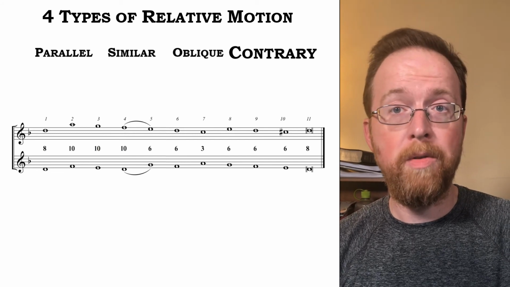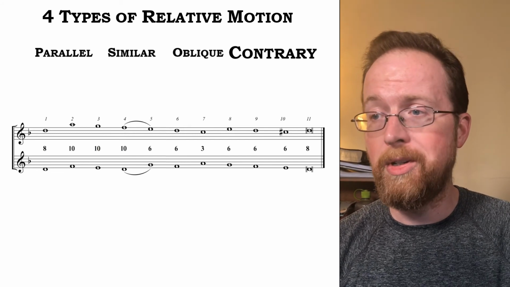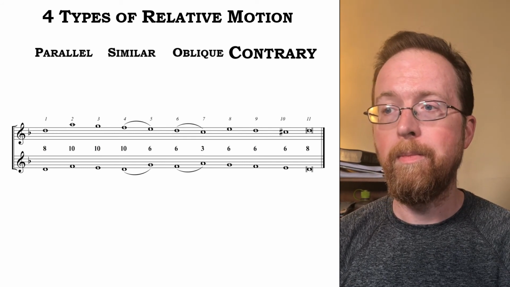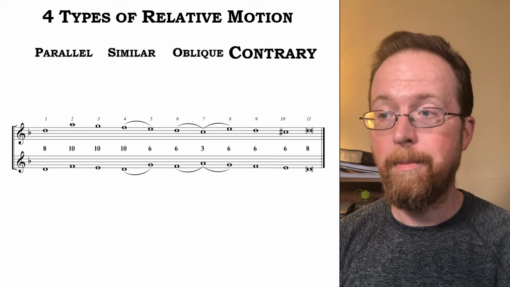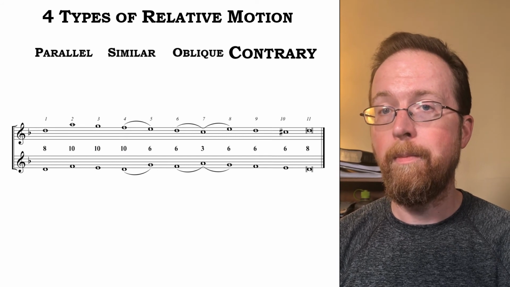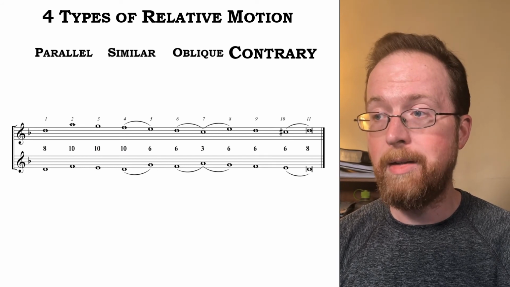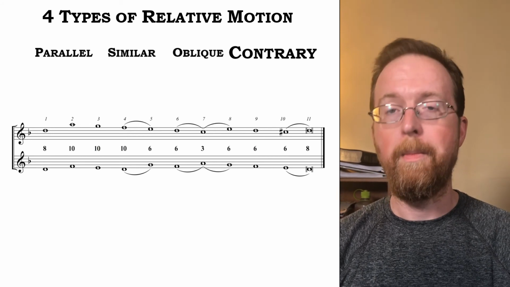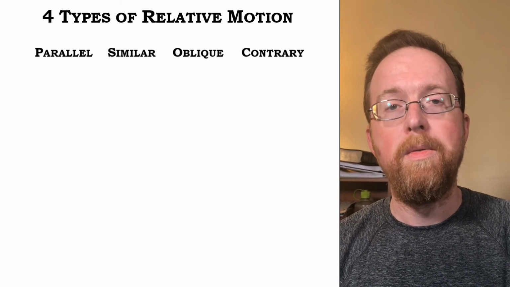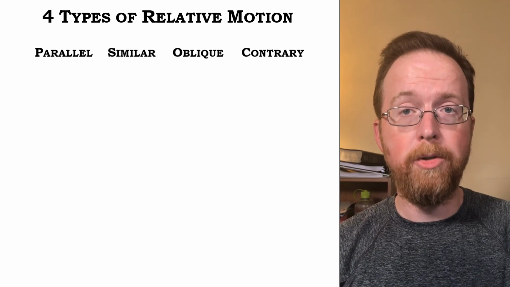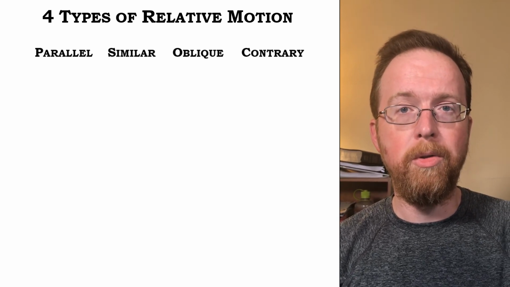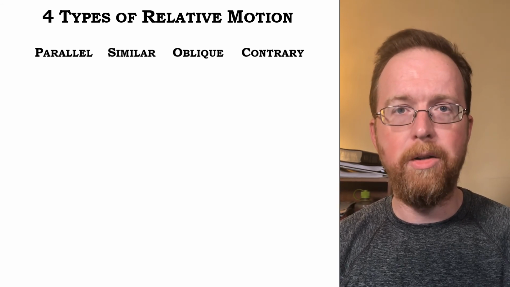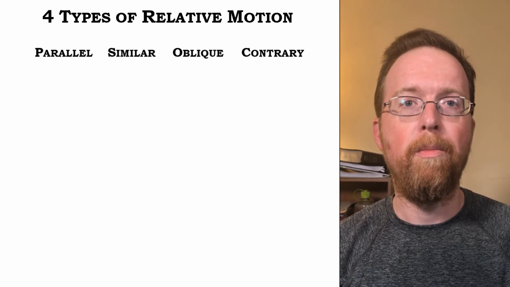There are other examples of contrary motion in measures 6 to 7, measures 7 to 8, and then finally measures 10 and 11. Finding equilibrium between contrary and parallel motion will usually imbue a counterpoint with a good balance of similarities and contrasts with the cantus firmus.